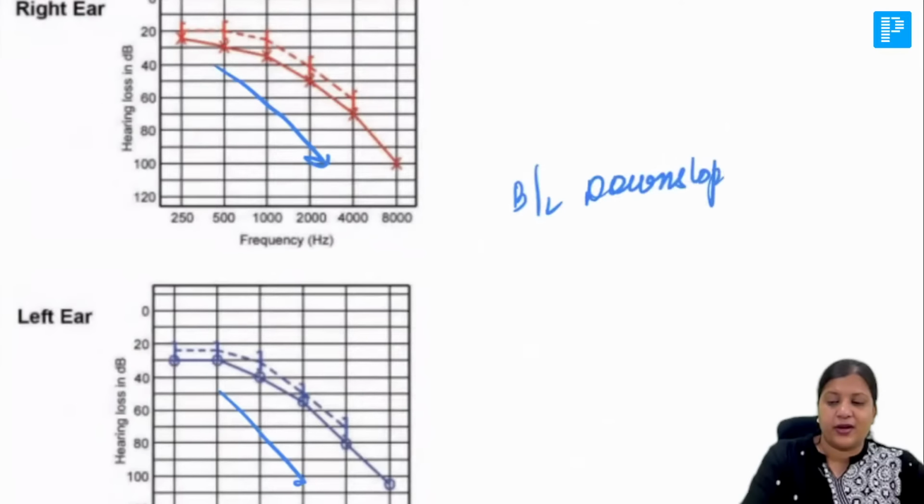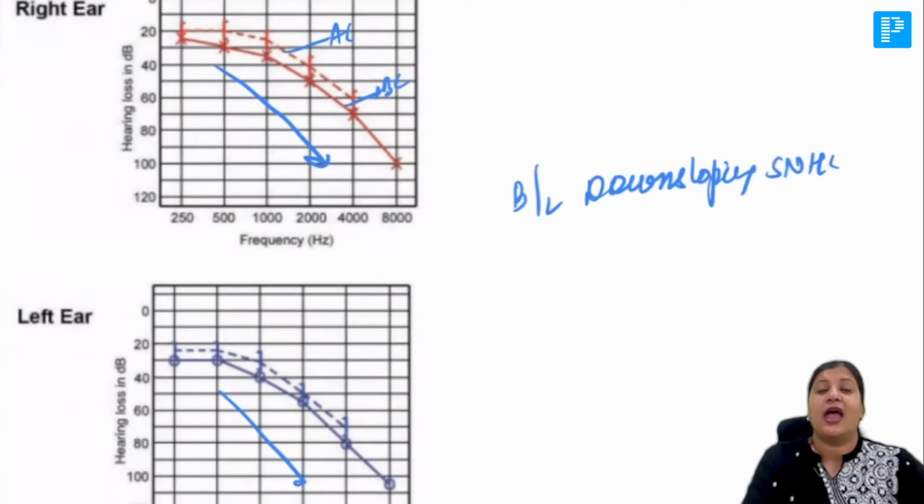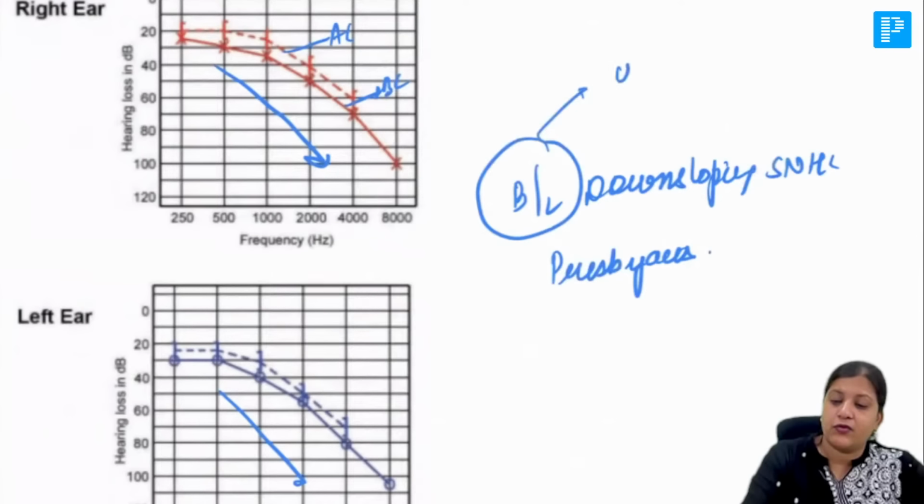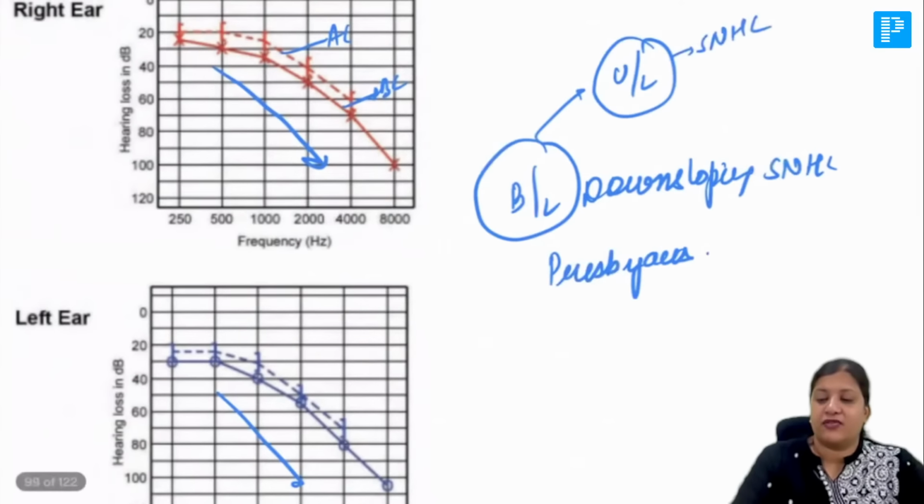Bilateral downsloping type of SNHL, where AC, BC both are abnormal. This is AC, this is BC, both of them are abnormal, and bilateral SNHL. What is your answer? Very good. Presbyacusis. If the same graph instead of bilateral was unilateral SNHL, then you should have thought about even acoustic neuroma.